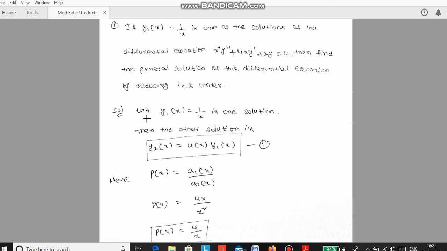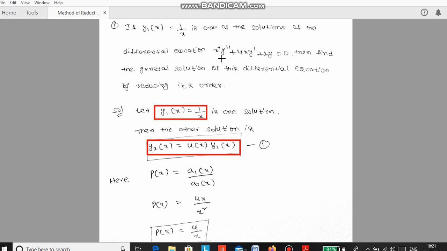So now observe here, let y1 of x is equal to 1 by x is one solution. Then the other solution is, here this is the formula, y2 of x is equal to u of x into y1 of x. So for this first we have to find the p of x is equal to a1 of x by a0 of x.